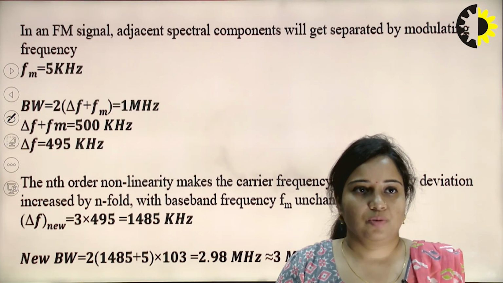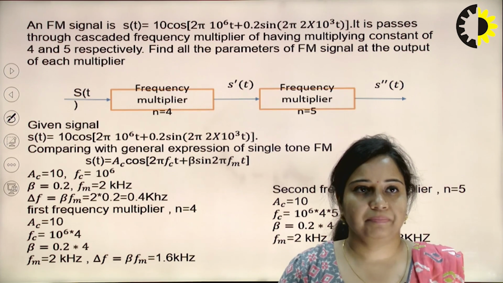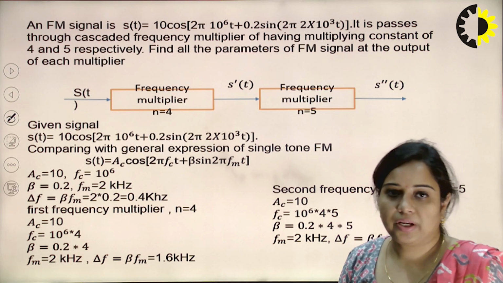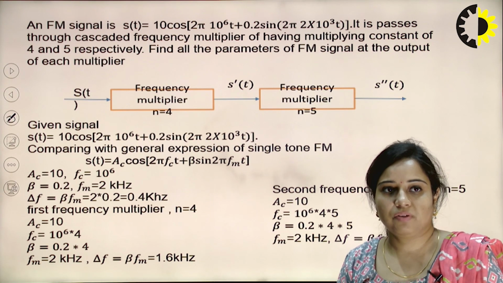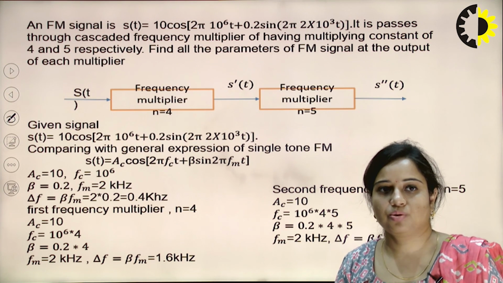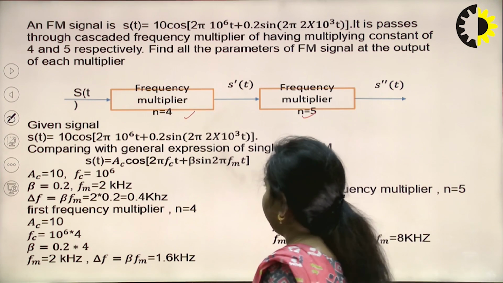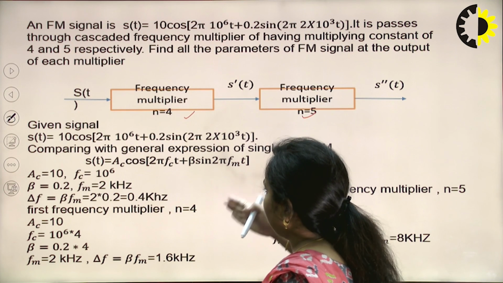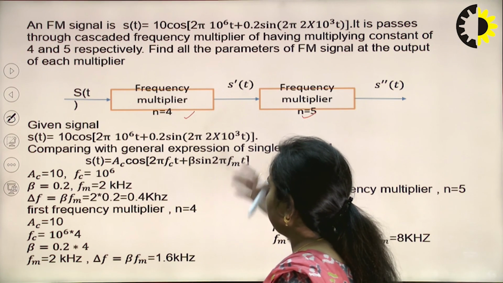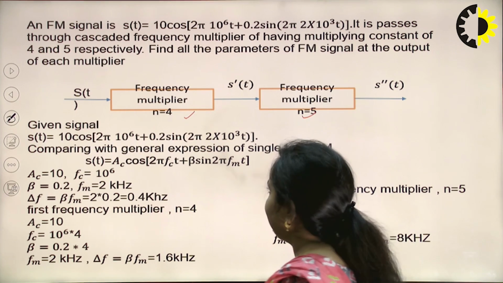This is some numerical related to FM. Now the last numerical is related to the Armstrong method, which I have discussed in the previous lecture also, where 2 frequency multipliers are there like this, n is equal to 4, n is equal to 5, and then we can calculate the various parameters considering the standard equation for the FM.